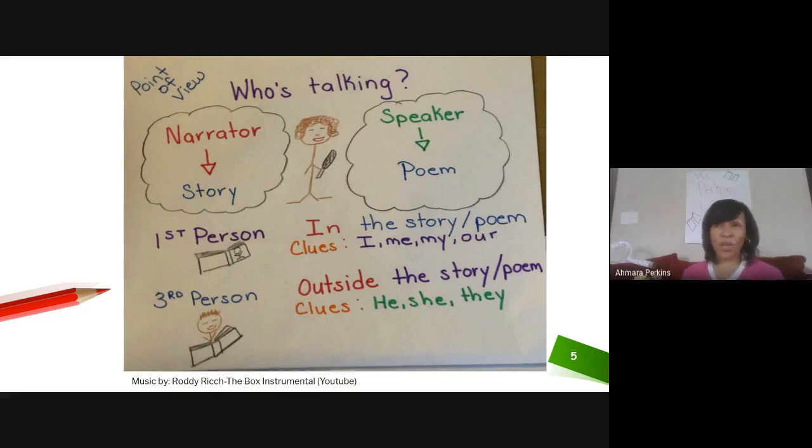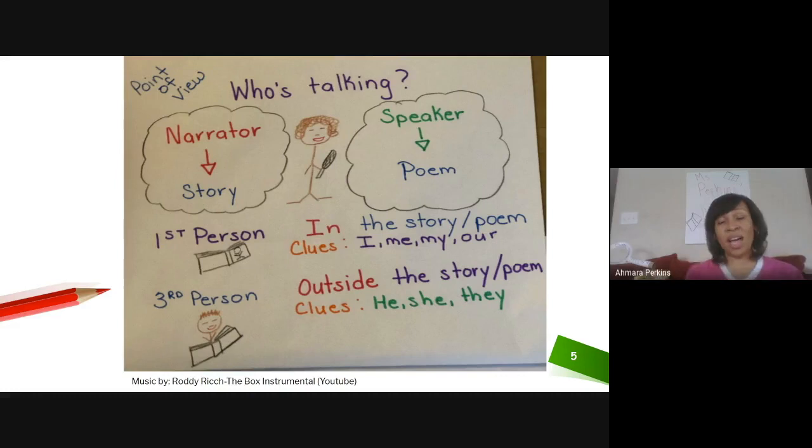Third person point of view, the person is outside of the text, whether it's a story or poem, and they're telling a story about someone else, right? They're talking about someone else. So your clue words, pronouns, he, she, or they, okay? All right, so we're gonna start off very simplistic and then we're gonna grow.